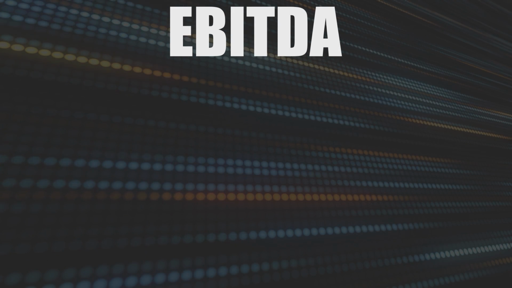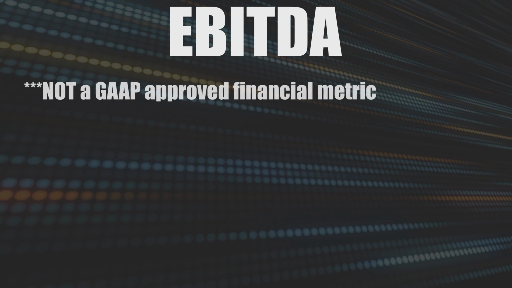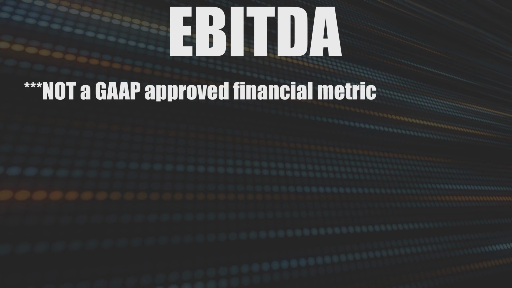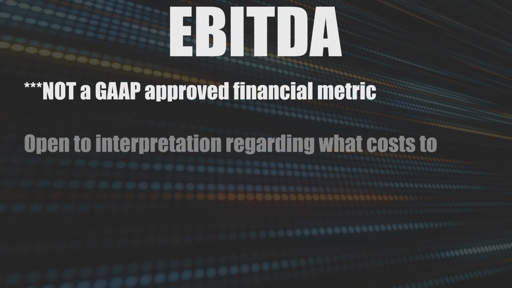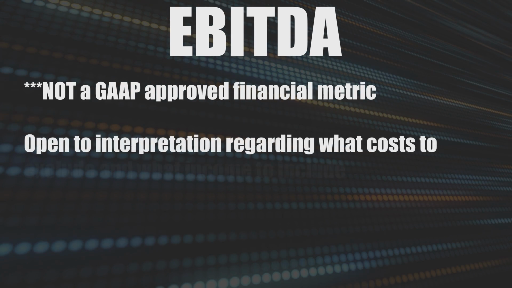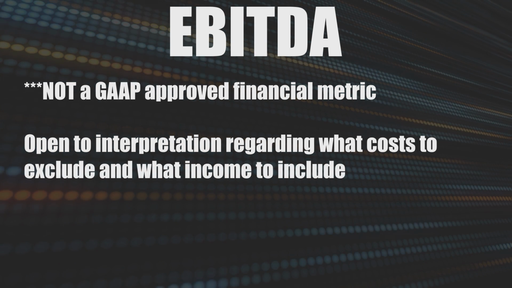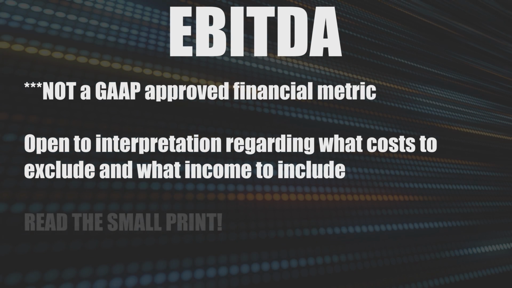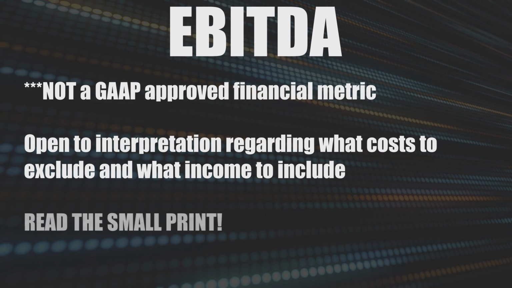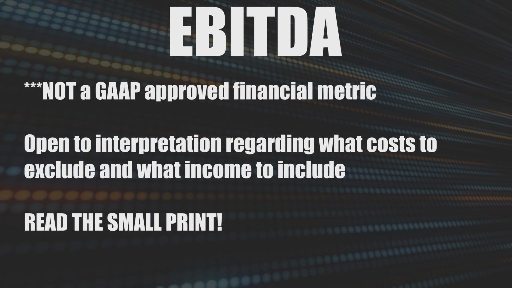However, EBITDA is not a GAAP, or generally accepted accounting practice, metric. Since it isn't formally standardized, it's open to interpretation as to what costs to eliminate and what income to include. This can result in misleading financial statements like WeWork's IPO prospectus, which did not include general and administration expenses in their EBITDA. In short, read the small print on the company's income sheet to see exactly how they arrived at their EBITDA number.